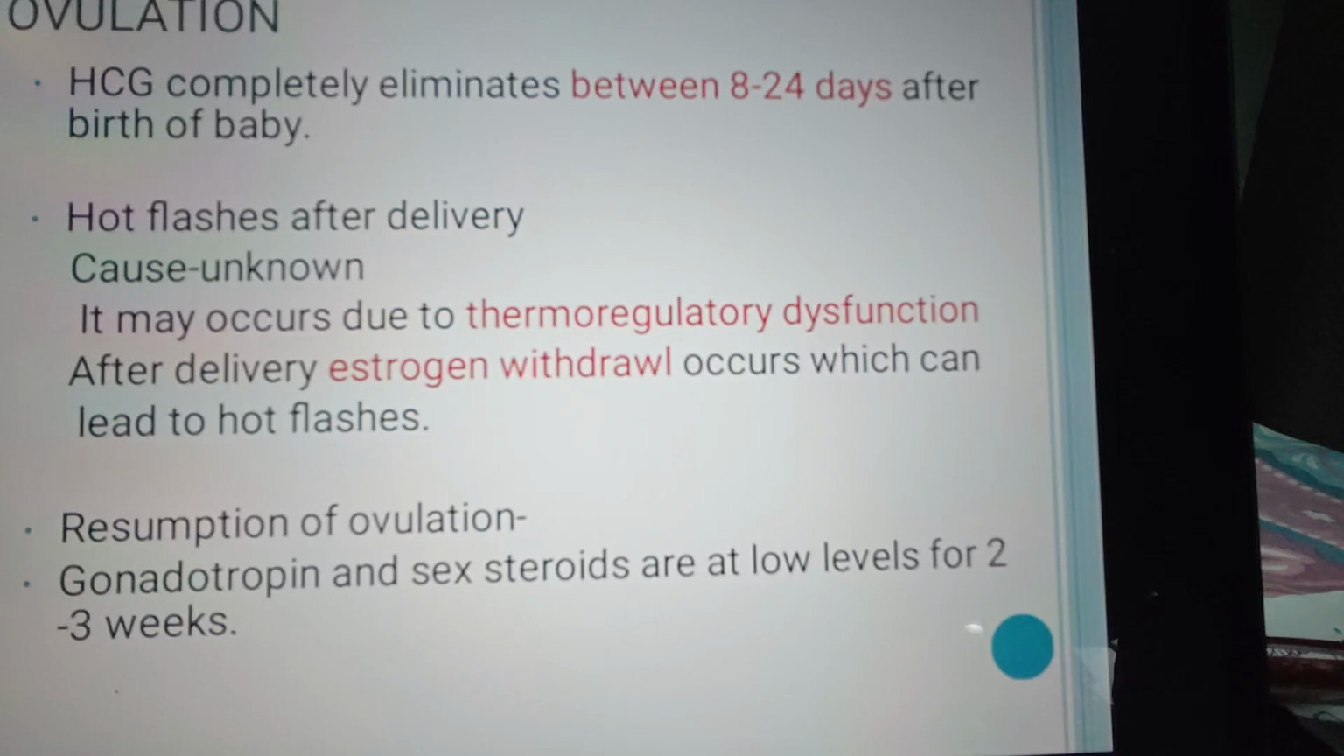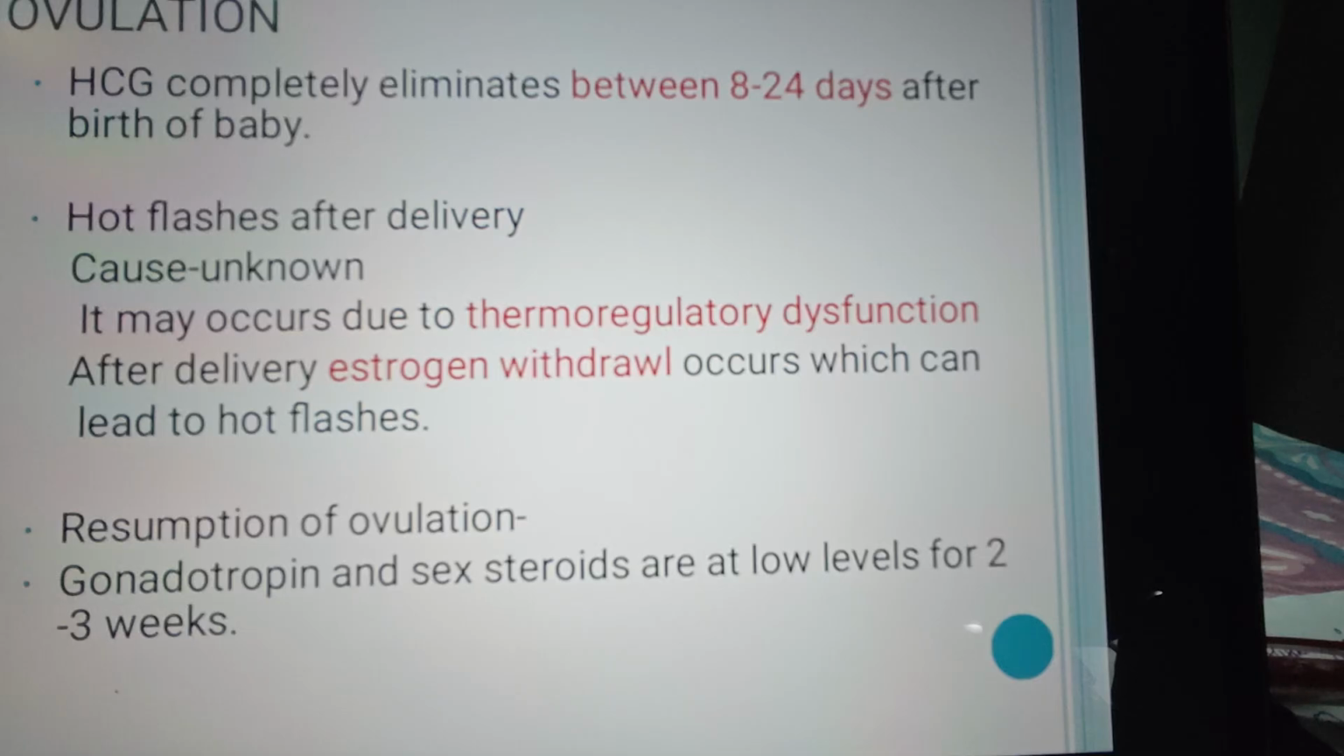So what will happen to the HCG levels? After the delivery of the baby, HCG levels are completely eliminated between 8 to 24 days. It means it takes around 1 month for the HCG levels to return to the pre-pregnant state. And hot flashes can also be a complaint of the patient after delivery.